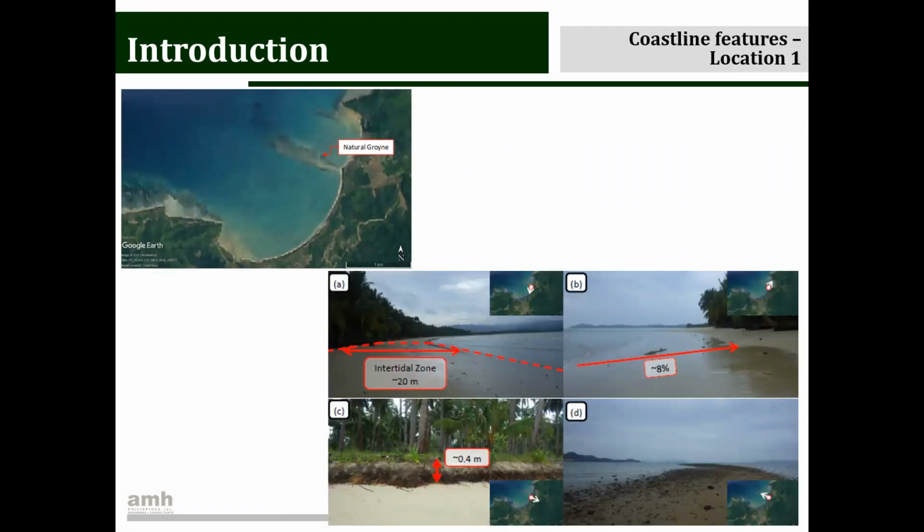There are some features of these two locations. Location one has a curved coastline of about 4.9 kilometers. It is bounded on the west by a headland and on the east by an elongated embankment that acts as a groin. Location one has an intertidal zone of about 20 meters and slopes of roughly 8%. There is an escarpment of height 0.4 meter.